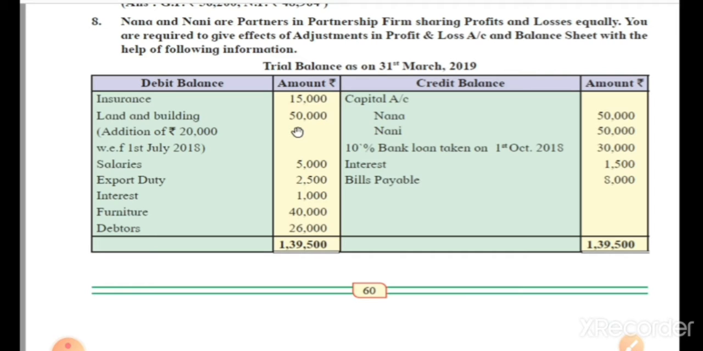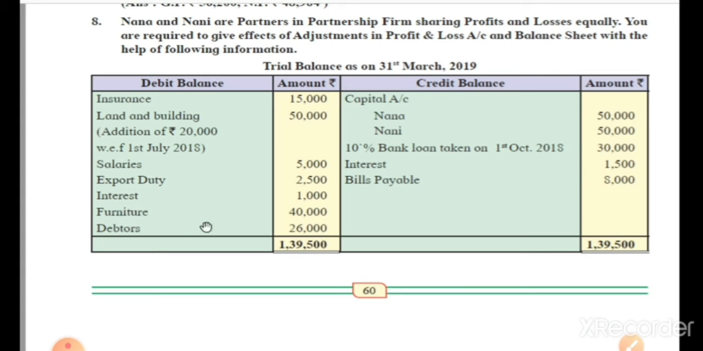So here this information helps us to calculate the depreciation on that land and building. So on 30,000 we charge the depreciation for 12 months, and on 20,000 land and building we charge the depreciation for 9 months. Okay, next salary is 5,000, export and duty 2,500, interest 1,000. That interest is paid, so expenditure is there.